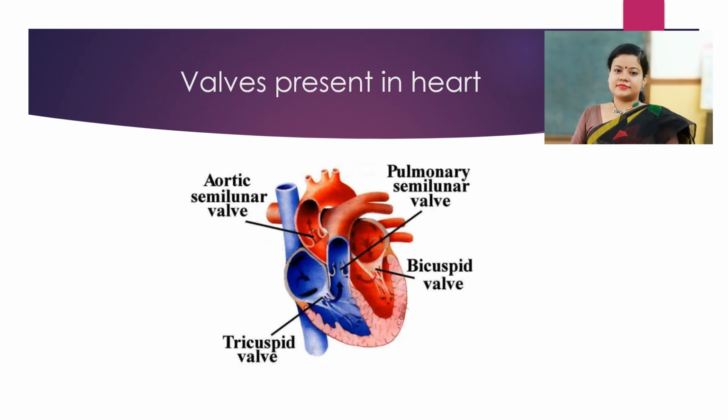There are some valves present in our heart as well. These valves also maintain unidirectional flow of the blood. The tricuspid valve, which is present between the right auricle and right ventricle, maintains unidirectional flow of blood from the right atrium to the ventricle but prevents backflow.